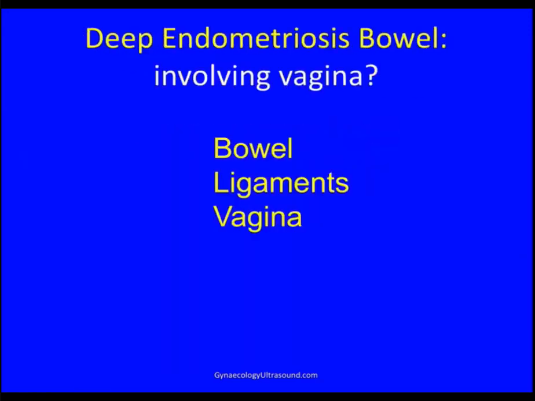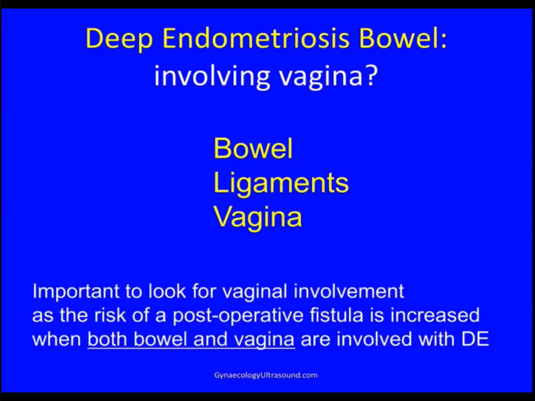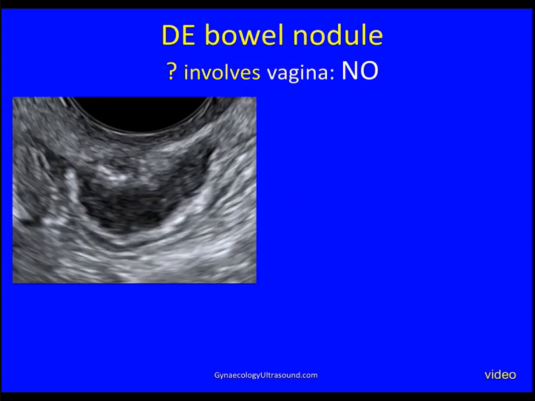Does it involve the vagina is really important. So when you find a nodule, think bowel, ligaments, vagina to see where is it and does it involve anything else. And the reason if you found a bowel nodule that you need to look for vaginal involvement is that if these women have surgery, they're at a much greater risk of a fistula afterwards if both bowel and vagina are involved with deep endometriosis.